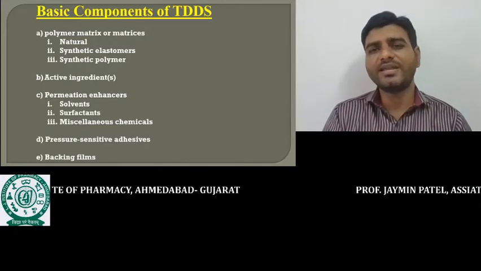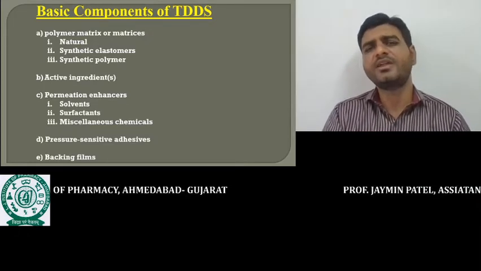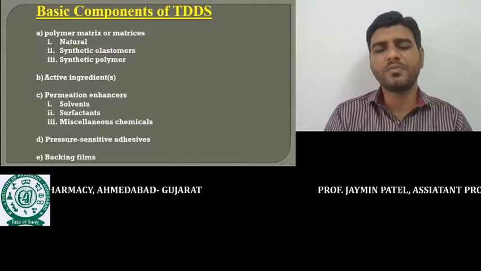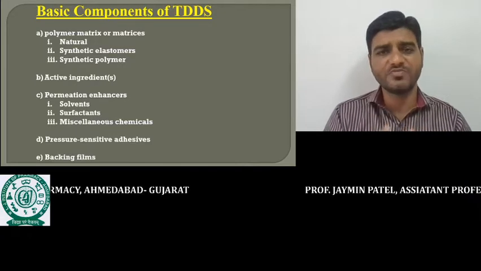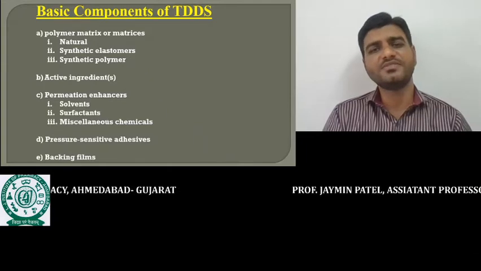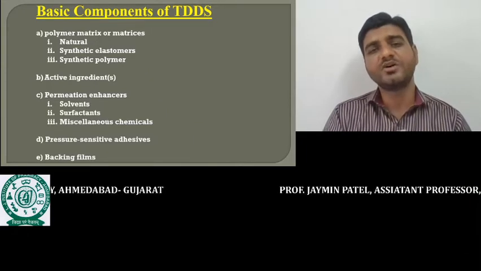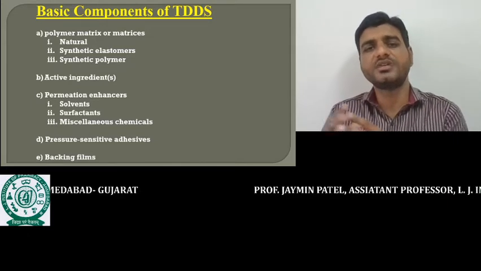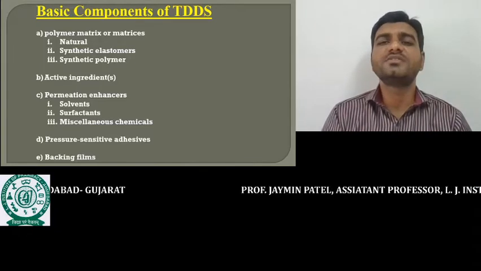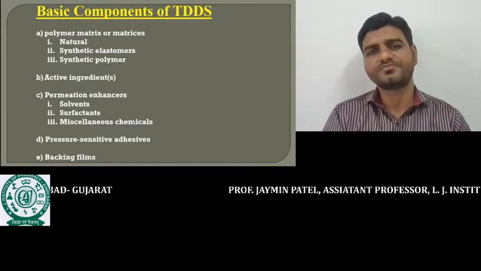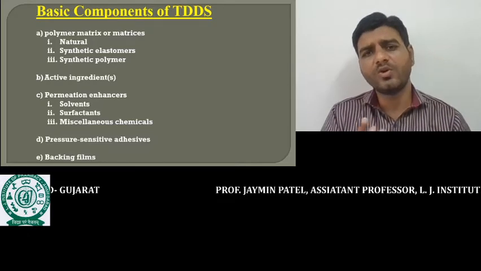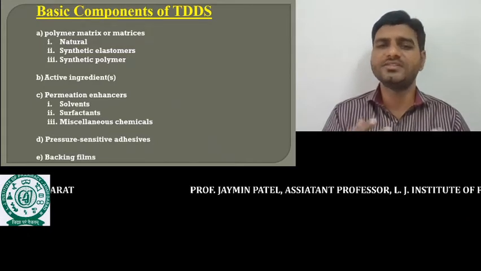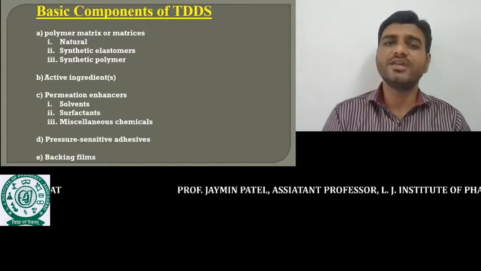There are three main categories of polymers that can be utilized. One is natural polymers. In that, many natural gums and cellulosic derivatives are preferable, such as HPMC, HEC, and HPC. These natural polymers can be selected. Second is synthetic elastomers. Natural rubbers and synthetic rubbers can be utilized to prepare this transdermal drug delivery system. And synthetic polymers, polyvinyl alcohol and polyvinyl chloride, are suitable candidates to prepare this TDDS. The second component is the active ingredient itself. Third one is a permeation enhancer.